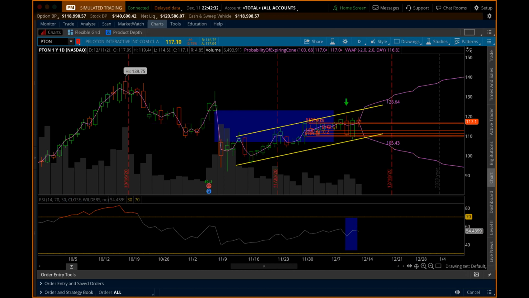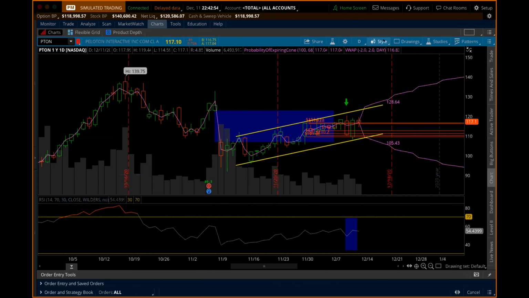So Carlos asked, with Peloton, is it going to break through 120 at some point, in theory? I mean, you tell me, Carlos. What do you see on the chart? I personally see an uptrend right now. I see a relatively recent high of 140. I see a gap that's slowly getting filled.